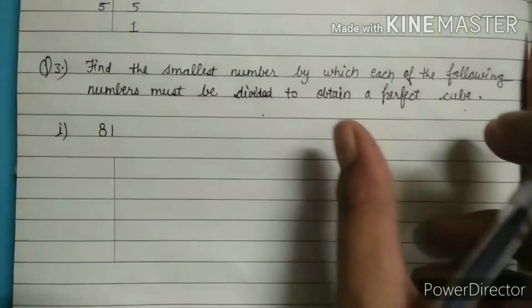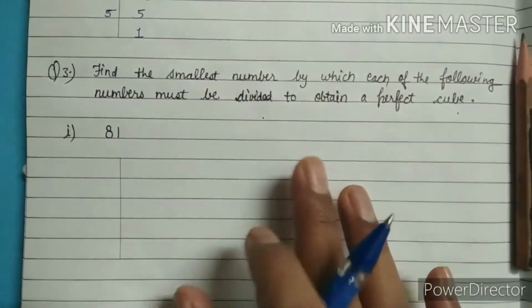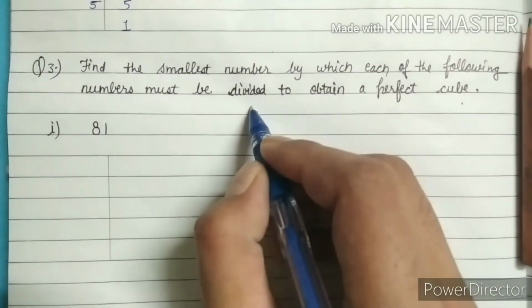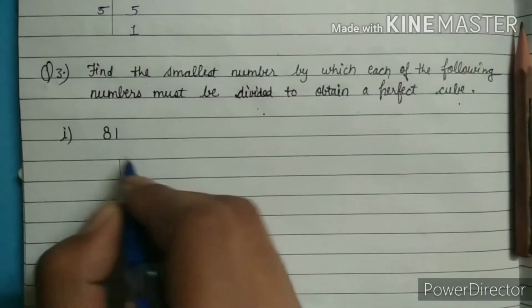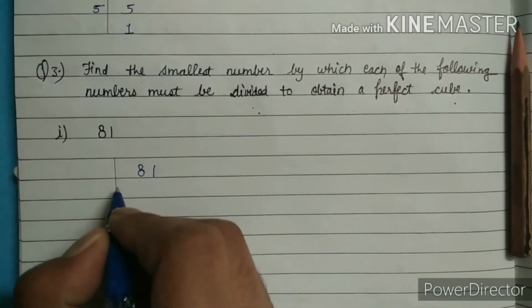It means the given numbers in the sub-questions are not perfect cubes. We have to make them perfect cubes, but after division. So let's see. First is 81. We will find out the prime factors of 81.